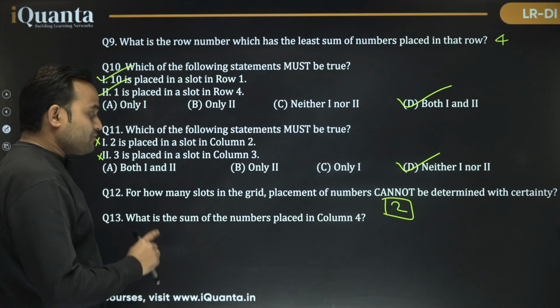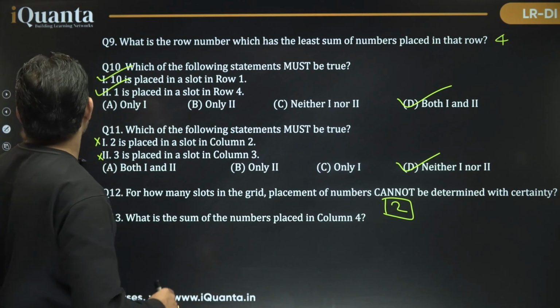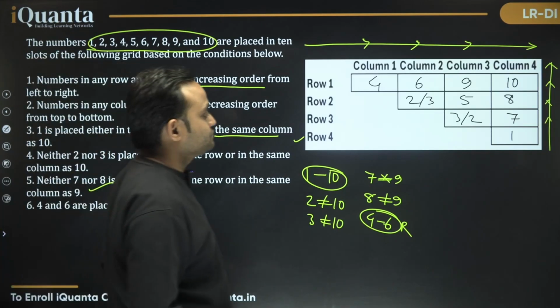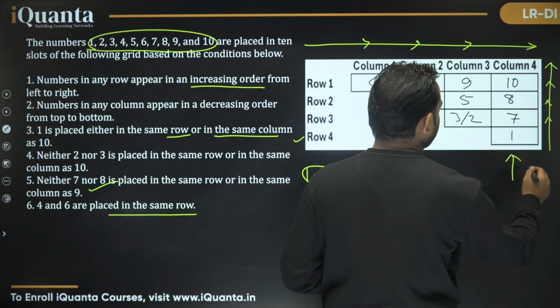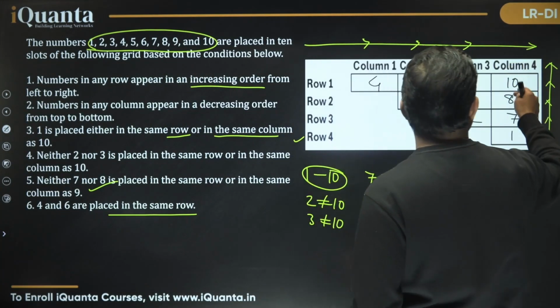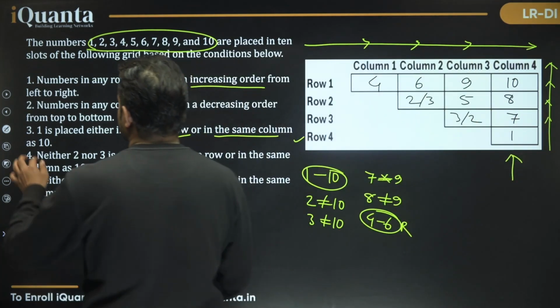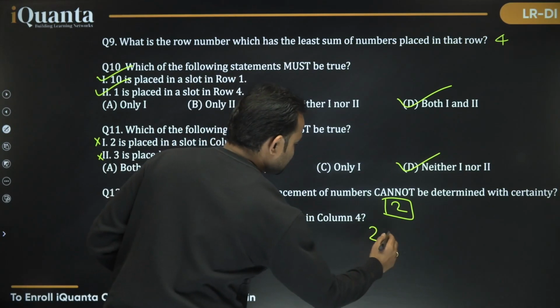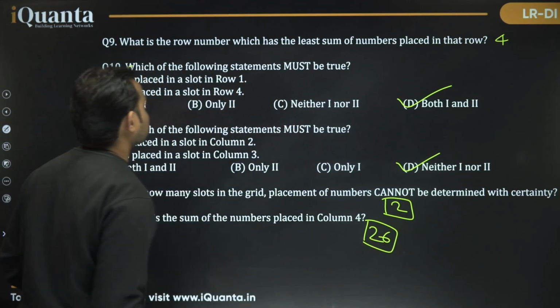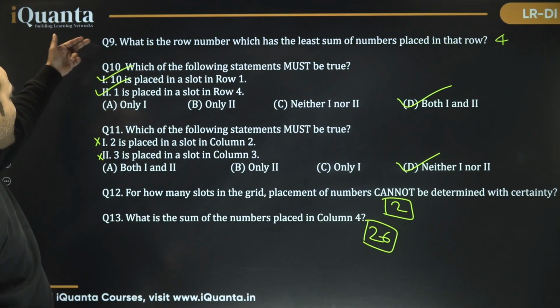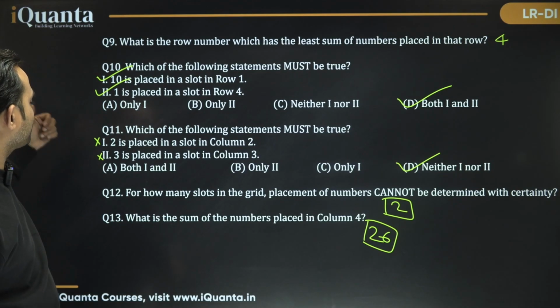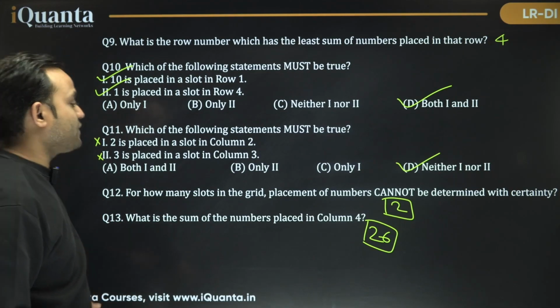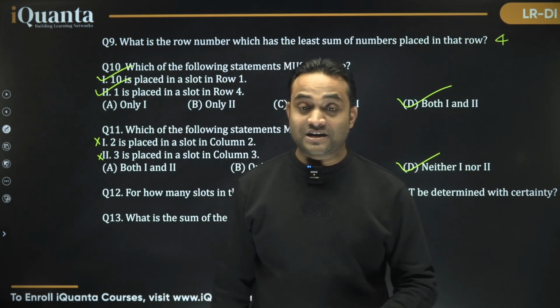What is the sum of the numbers placed in column 4? Column 4, this one, right? So 10 plus 8 plus 8, it's 26. So our answer is 26 for this question. So you can see 1, 2, 3, 4, 5. 5 questions on this set.